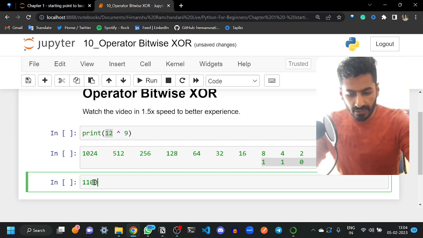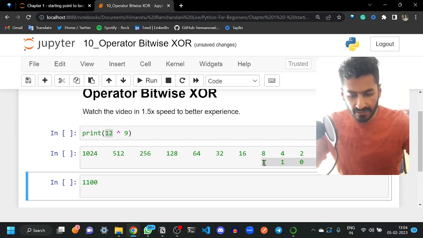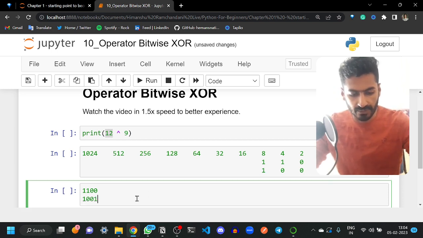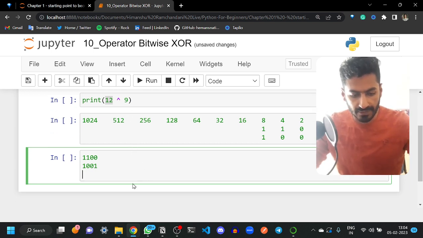What will be the binary of 9? By adding 8 and 1, we will get 9. So put a 0 below this and below this, and put a 1 below this. 1001 is the binary of 9.